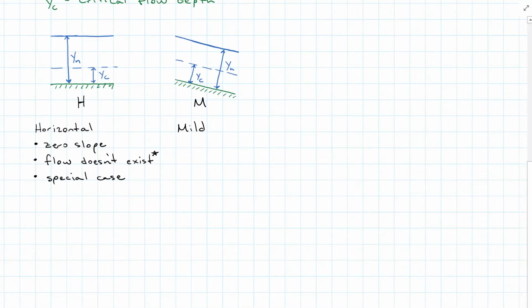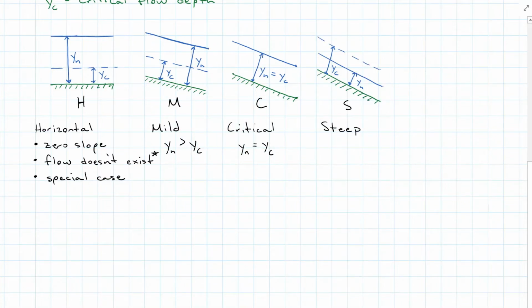Next up is a mild slope. This is where the normal depth is greater than the critical depth, and we have a shallow bed slope and everything moves along at a lovely pace. Then there's critical. Critical is where the normal depth is the critical depth. Then we move up to steep. And this is where our critical depth exceeds our normal depth.